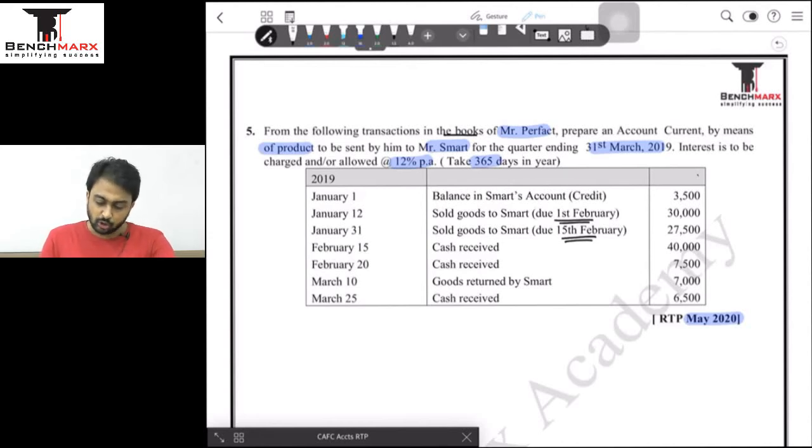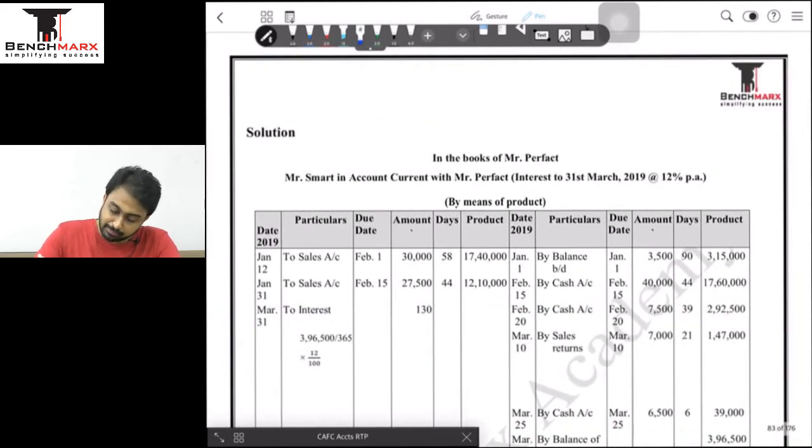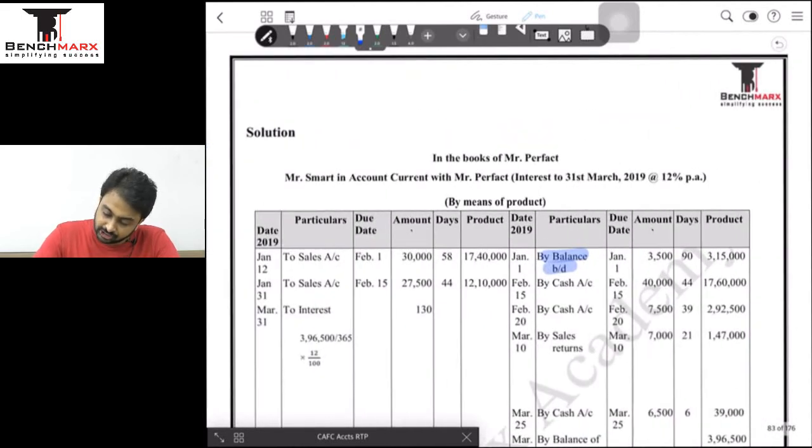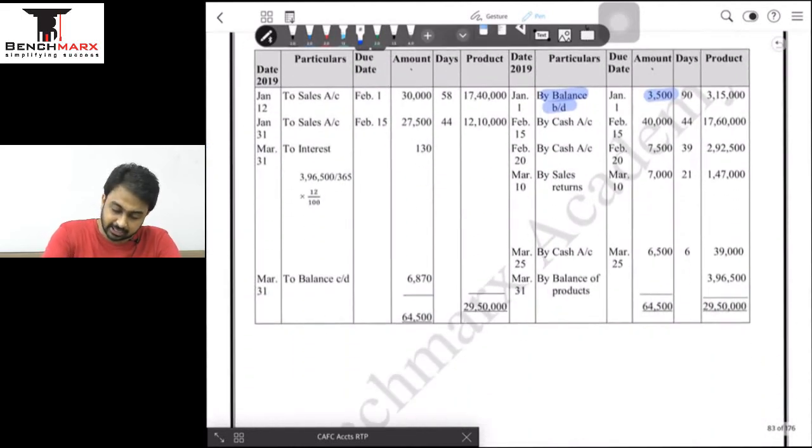Okay, so without wasting time, let us start. Opening balance is credit, so it is as good as saying by balance brought down. Okay, amount appears to be 3500. Okay, and how is the 90 days split? 90 days is coming as 31 days of Jan. Always include 1st Jan as well as far as opening balances are concerned.